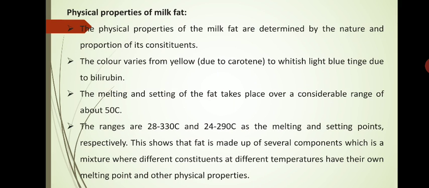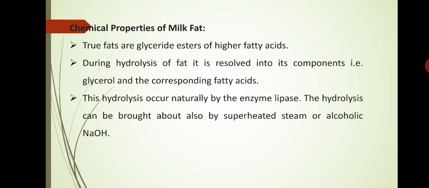Okay, the ranges are 28 to 33 degrees Celsius and 24 to 29 degrees Celsius as the melting and setting points respectively. This shows that fat is made up of several components, which is a mixture of different constituents at different temperatures and have their own melting point and other physical properties. So overall, these are physical properties of milk fat.